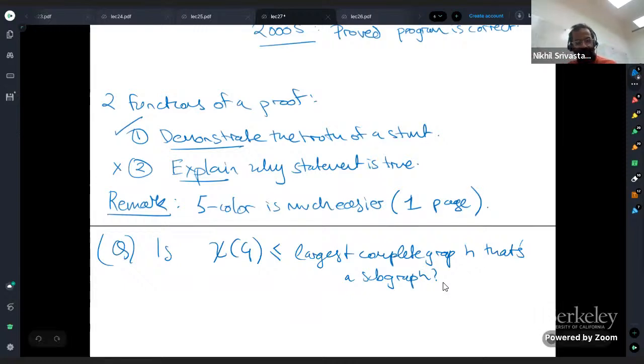Now, graphs for which the chromatic number is equal to the largest complete graph, I think those have a name. Let me just check. Yeah, okay. So this is called a perfect graph. A graph in which the chromatic number is the size of the largest clique, the largest complete graph contained in the graph, that's called a perfect graph. So these are a very interesting and large class of graphs. But it's not true in general.